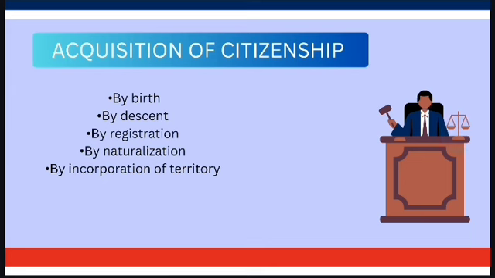Next is acquisition of citizenship. Under the Citizenship Act, citizenship can be acquired in 5 ways. These are: first, citizenship by birth; second, citizenship by descent; third, citizenship by registration; fourth, citizenship by naturalization; and fifth, citizenship by incorporation of territory. These methods provide legal pathways for obtaining Indian citizenship.